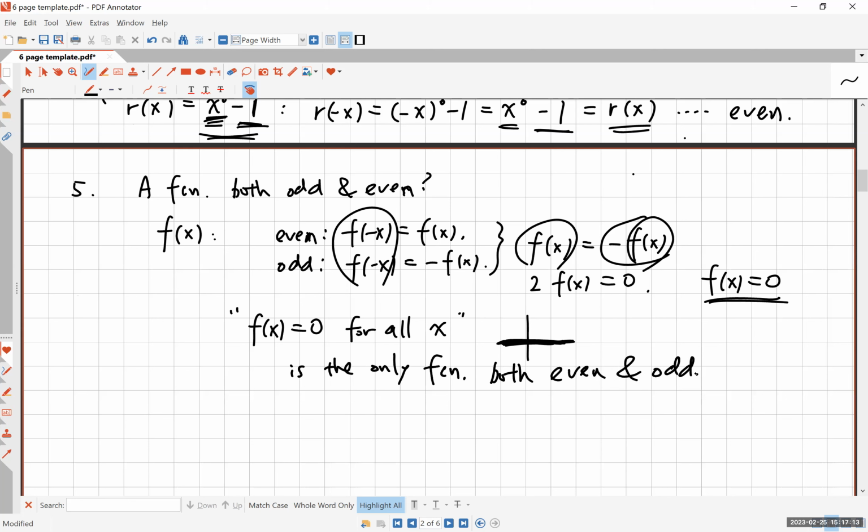Why? Because if the function has to be even and odd, this has to be true, this has to be true, therefore this has to be true. So there exists one, and in fact, there's only one function in the whole world that's defined on all reals where it's even and odd. So that's sort of an odd fact, and it's even true. So that is a fun question.